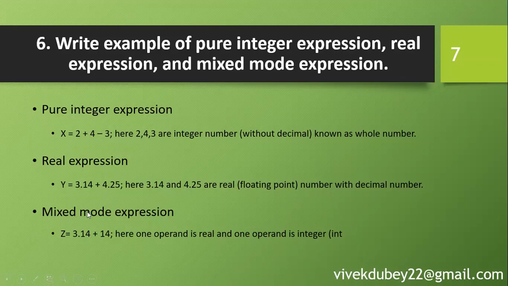Now lastly, a mixed mode expression, z = 3.14 + 14. Here one operand is real and one operand is integer, that is int. One is the real, that is the float, and the second is the integer, int.